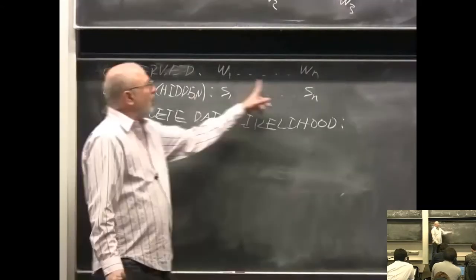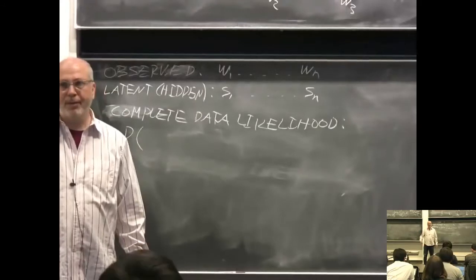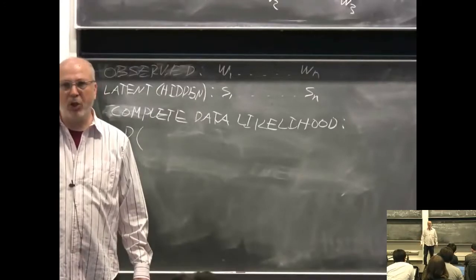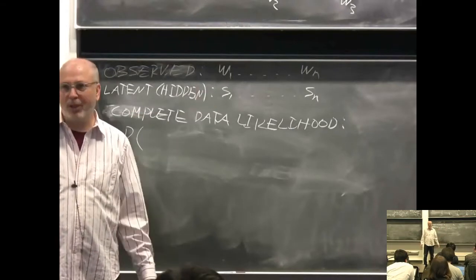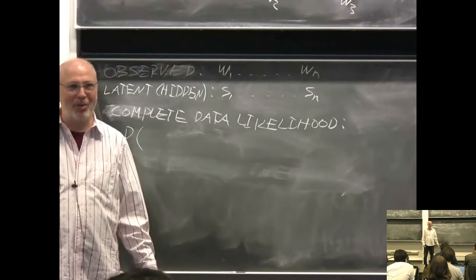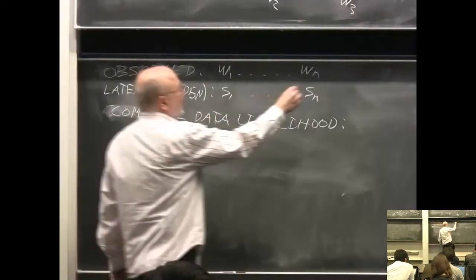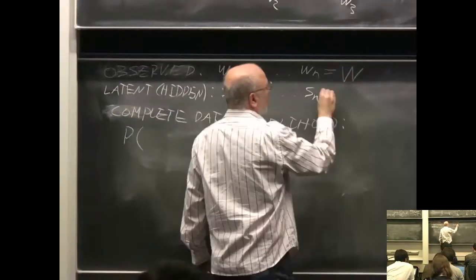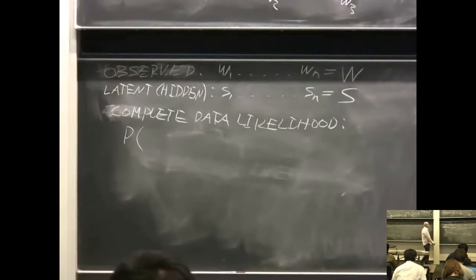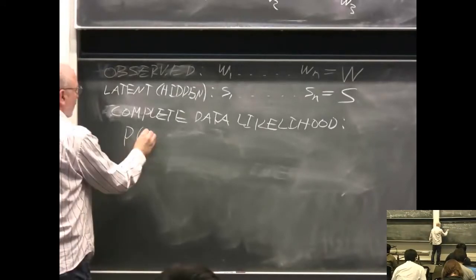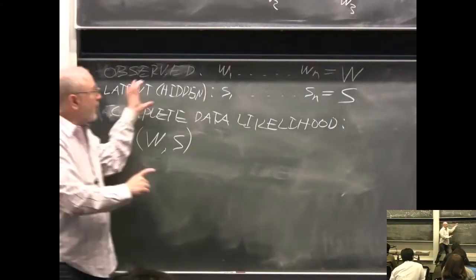Shall I write W here, or shall I write O for observable? When we switch to the slides, they're going to use O for observable. But I want you to think in terms of words and part of speech. What do you want? O or W? W. Okay. I'll call this entire sequence big W, and this entire sequence big S. So I'm going to write the joint probability of big W and big S, of both of these sequences together.